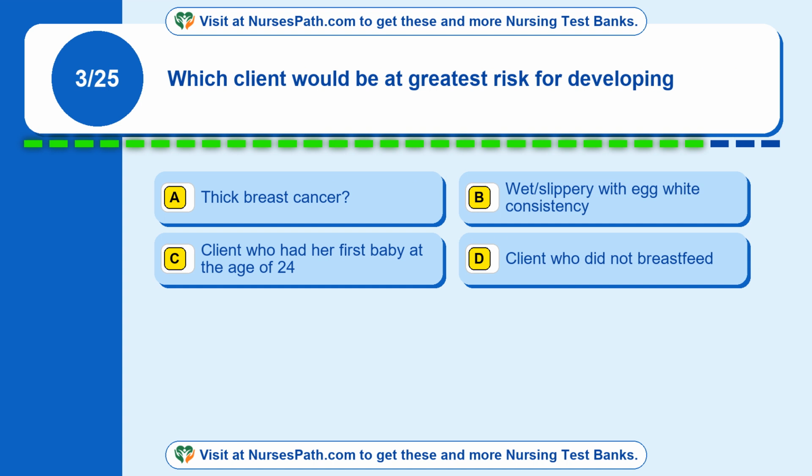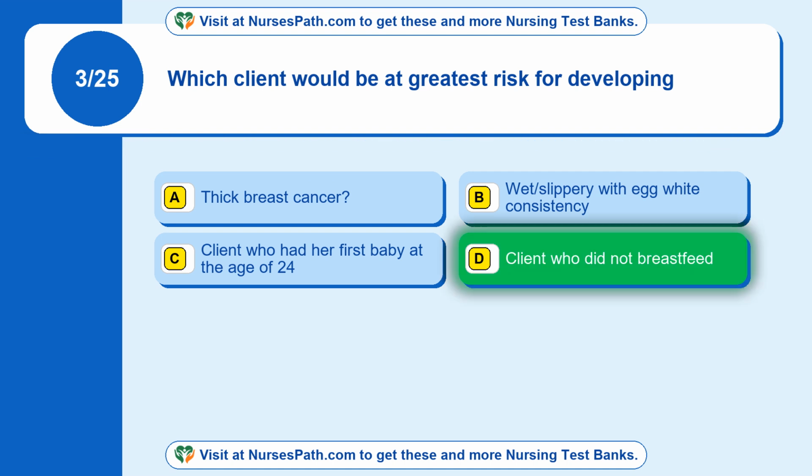Question 3. Which client would be at greatest risk for developing breast cancer? Option A. Thick breast cancer. Option B. Wet/slippery with egg white consistency. Option C. Client who had her first baby at the age of 24. Option D. Client who did not breastfeed.